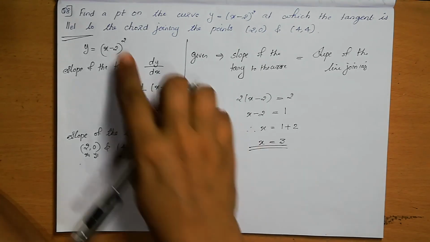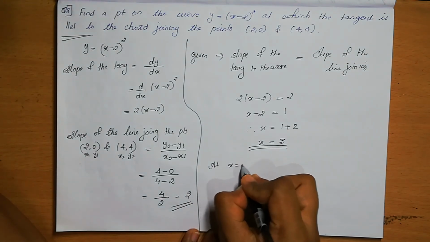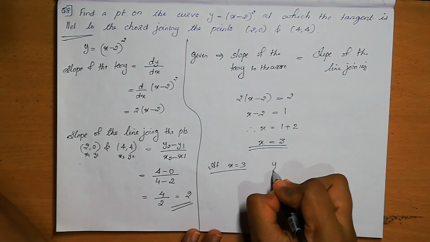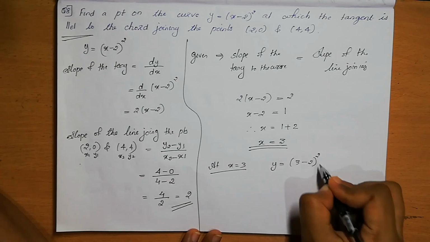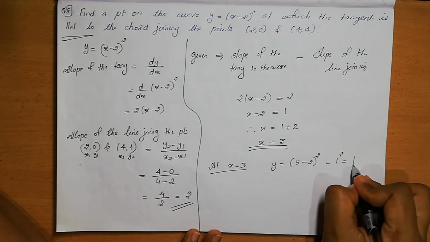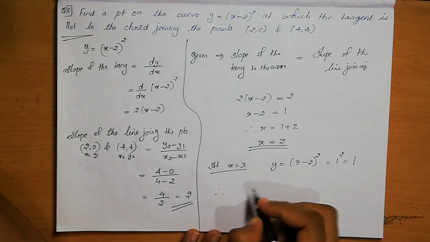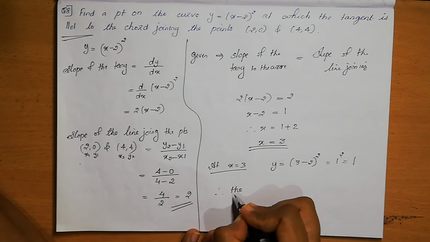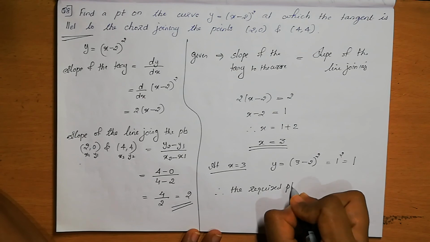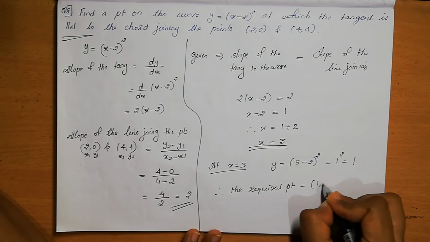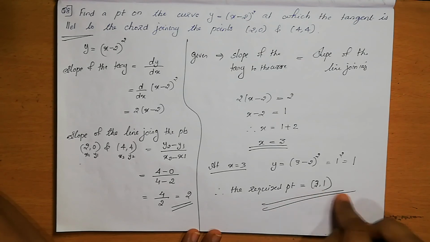Now we need to find the point, right? So, at x equal to 3, we are going to find the value of y. y equal to 3 minus 2 the whole square. That means 1 square equal to 1. So, the point is 3 comma 1. Therefore, the required point equal to 3 comma 1. First we need to write the x coordinate, that means 3 comma 1.